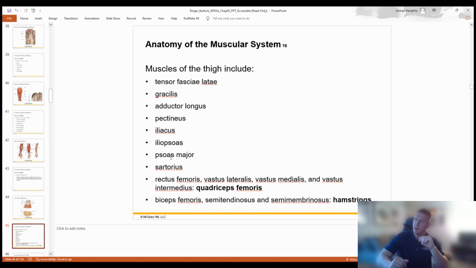Okay. We talked about my 4 quadricep muscles. They extend the knee. Okay. And then we have 3 hamstring muscles. The quadriceps extend the knee and the hamstrings flex the knee. Okay. What are my 3 knee flexors? My 3 hamstring muscles: biceps femoris, semitendinosus, semimembranosus.